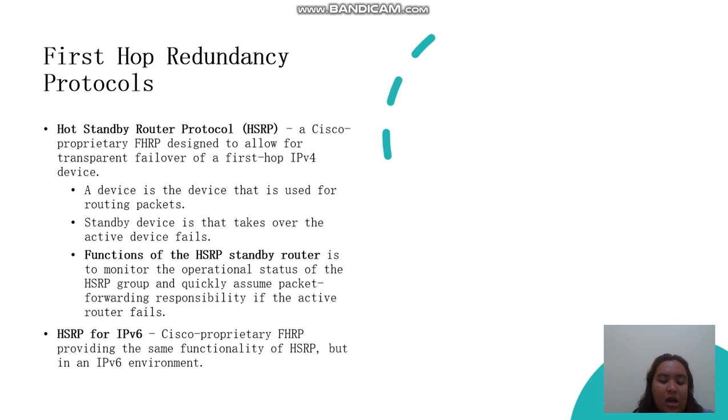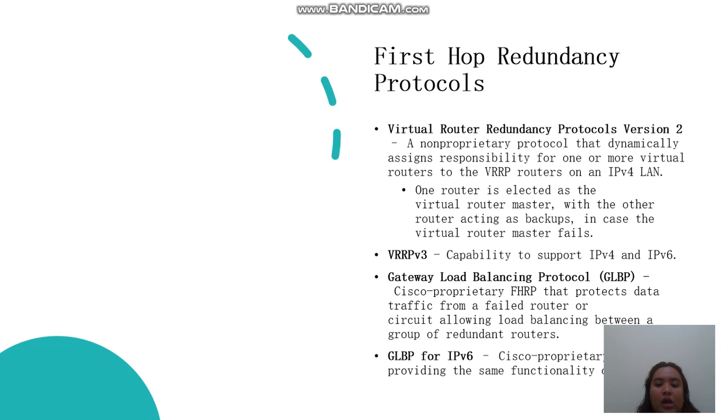Then HSRP for IPv6 is a Cisco proprietary FHRP providing the same functionality as HSRP but in an IPv6 environment. Virtual Router Redundancy Protocol version 2 is a non-proprietary protocol that dynamically assigns responsibility for one or more virtual routers to the VRRP routers on IPv4. VRRPv3 has the capability to support IPv4 and IPv6.